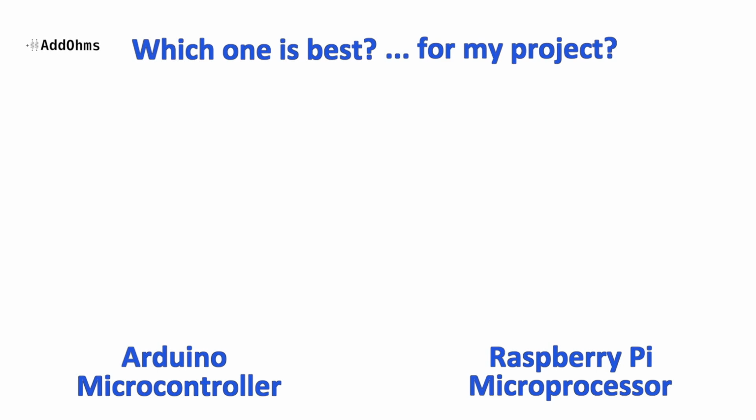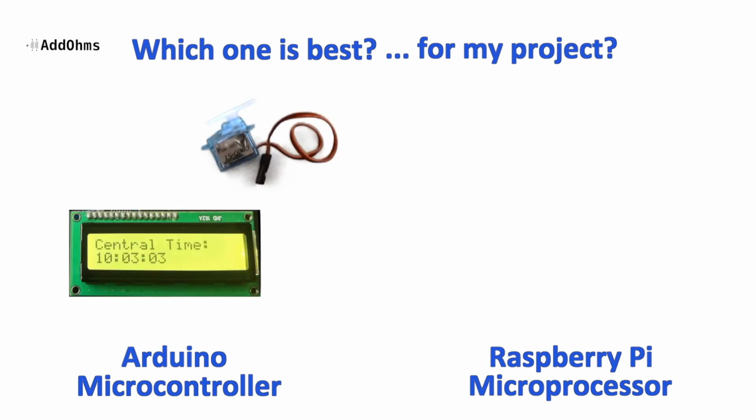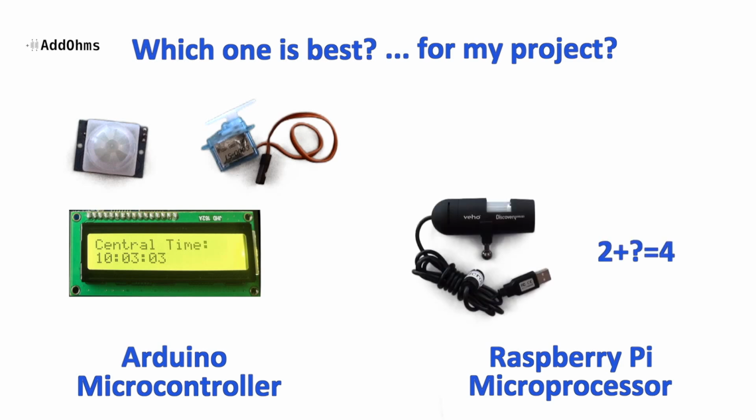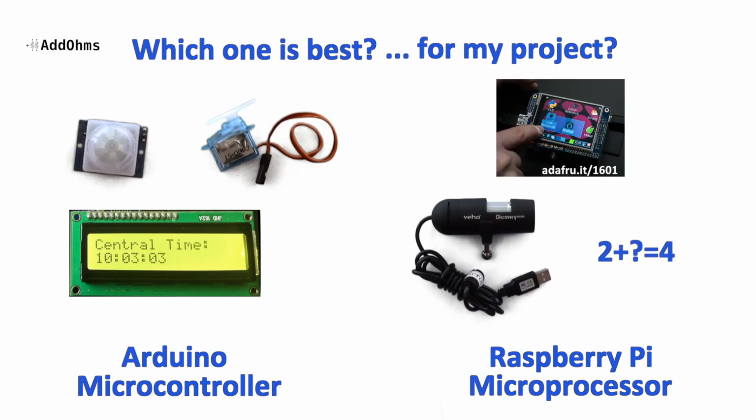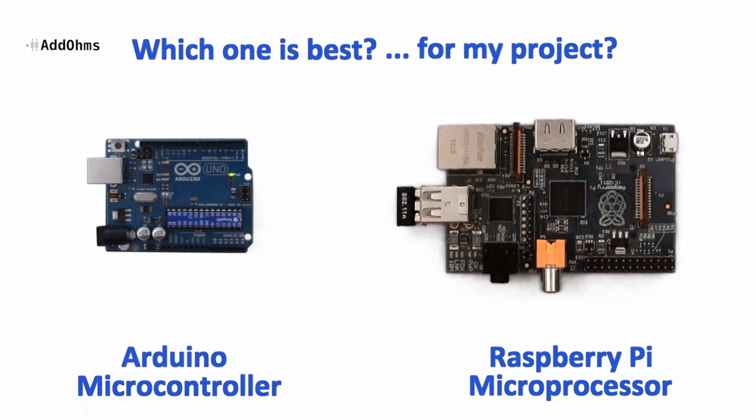Think about projects with things that get controlled, like motors, character LCDs, and sensors. These are going to work really well with a microcontroller like the Arduino. And projects with things like video or cameras, complex math, and graphic interfaces are going to be better suited for the Raspberry Pi. Both boards have their place in the electronics world. Neither is perfect, and neither is going to be perfect for every single application. However, if your application is more about controlling things, the Arduino is probably a better choice, while if you need to process lots of data, the Pi is your best bet.